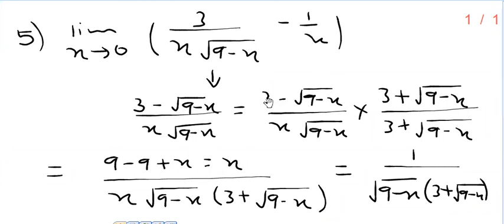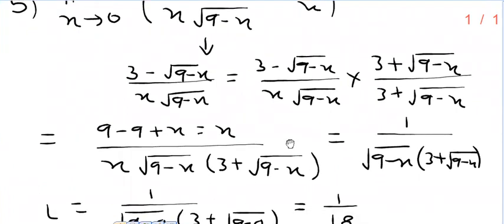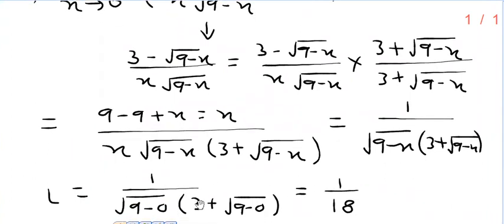So the numerator becomes 9 minus, in bracket, 9 minus x. If you open the bracket, 9 minus 9 plus x. So x upon x into root 9 minus x into this. We can cancel x because x only tends to 0, not equal to 0. Now take the limit. To take the limit means to replace every x by its limiting value, which is 0. So 1 upon root 9 minus 0 into 3 plus root 9 minus 0. So 1 upon 3 into, in bracket, 3 plus 3, that is 6. So 1 upon 18 is the final answer.